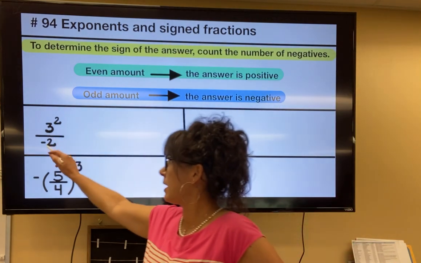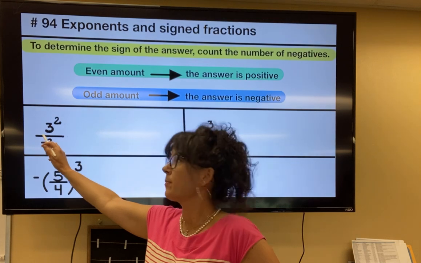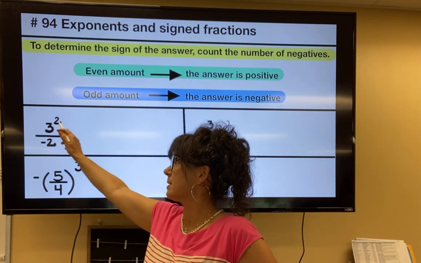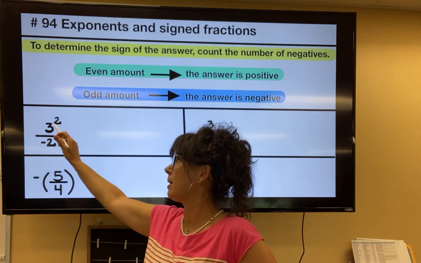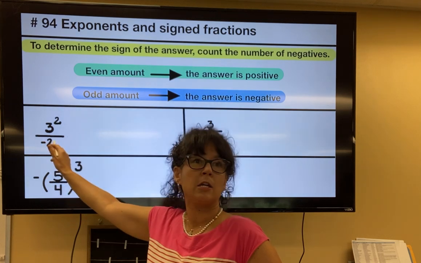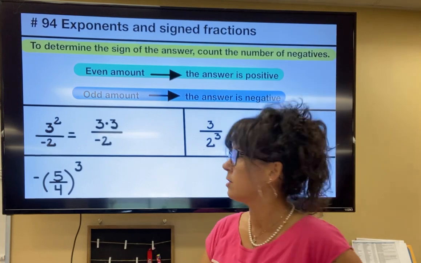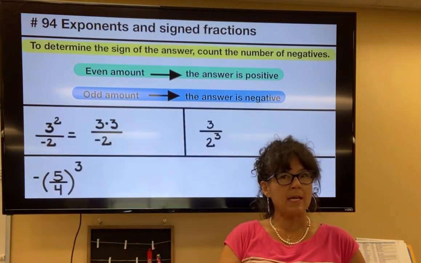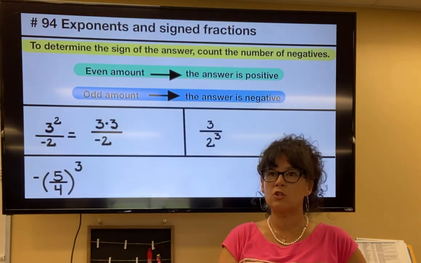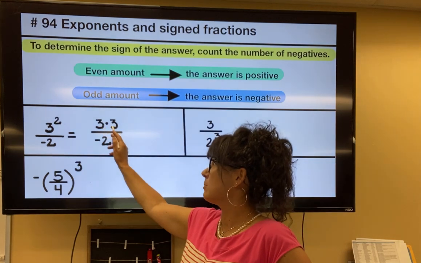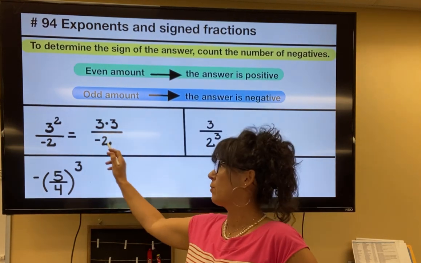So in this one right here, if we expand, 3 squared, 3 to the second power means 3 multiplied by 3. And I'm not going to change the denominator. I'm going to leave that -2. So now that I've expanded, I'm just going to multiply straight across. 3 times 3 is 9 over 2.